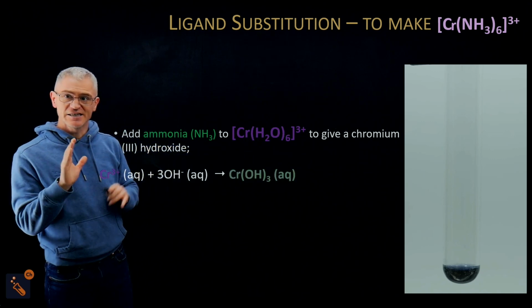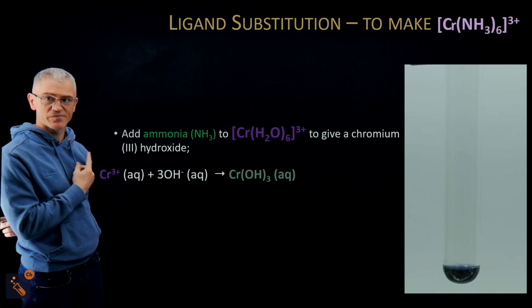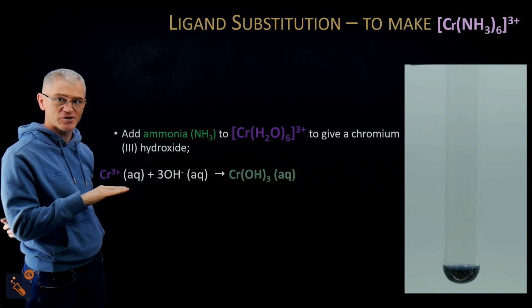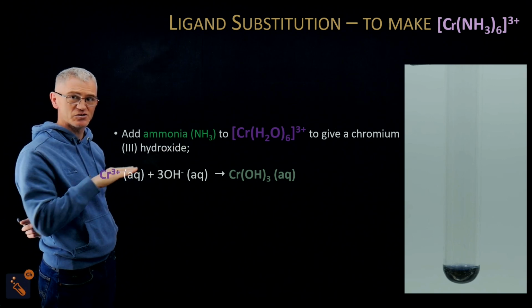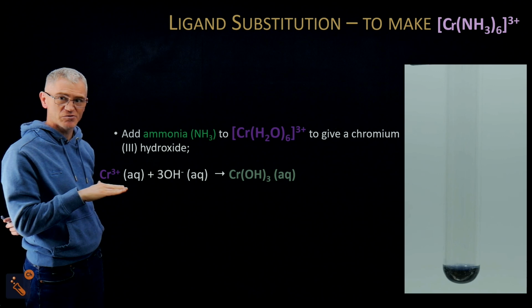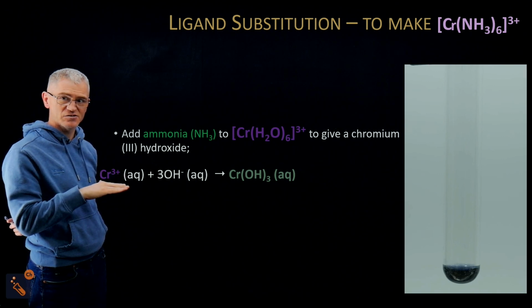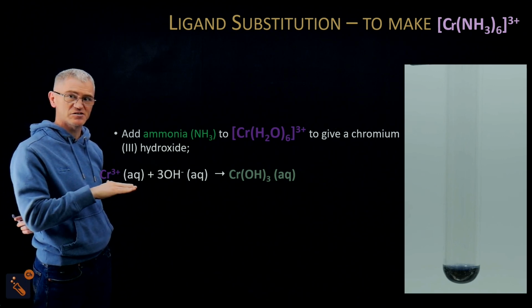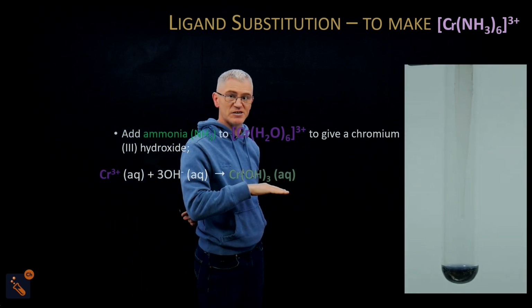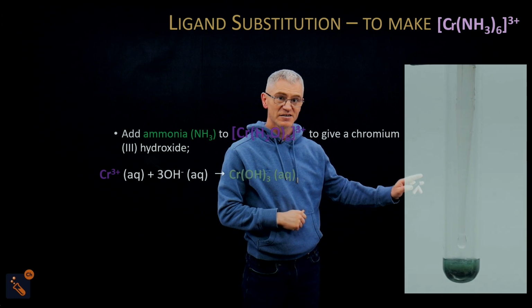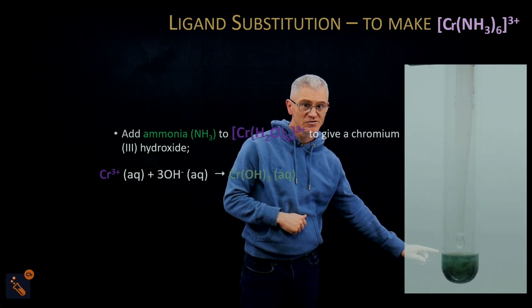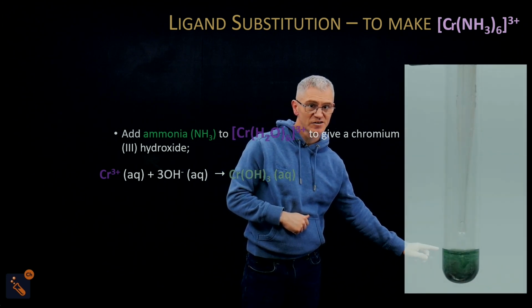Now, it is acceptable to have chromium 3+ and just have chromium 3+. They don't mind if you don't use the full equation here. Just use Cr3+ plus 3 of those OH minuses goes to our grey-green precipitate, which is this one here. Okay, and you'll see it coming up here. So we're adding the ammonia here, and you can see this grey-green precipitate just coming here.